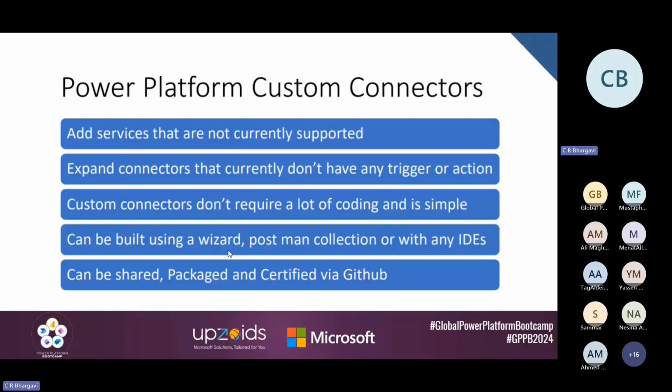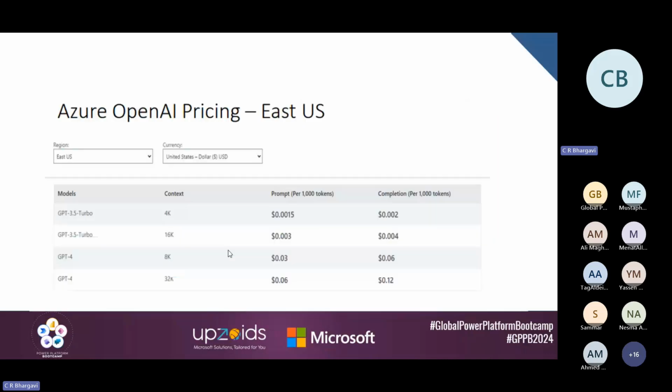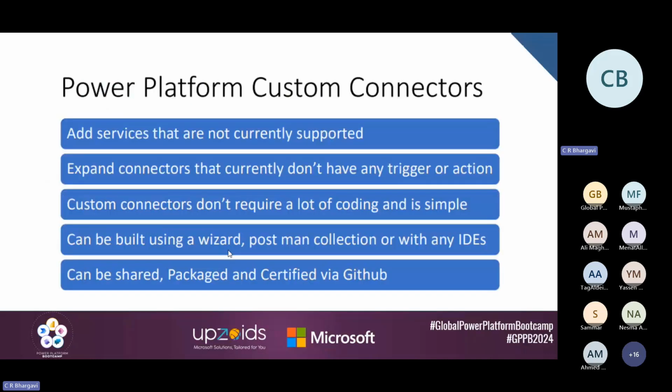We can build one using a wizard, using Postman collections, or with any IDEs. We don't require a lot of coding inside it, and it is simple to have a custom connector created. It can be shared as well, and it can be verified via GitHub too. So we can get it connected with the help of the custom connectors once we have created the Azure OpenAI resource.